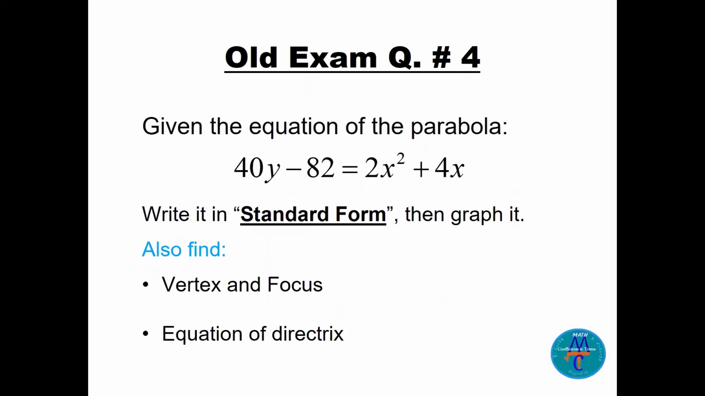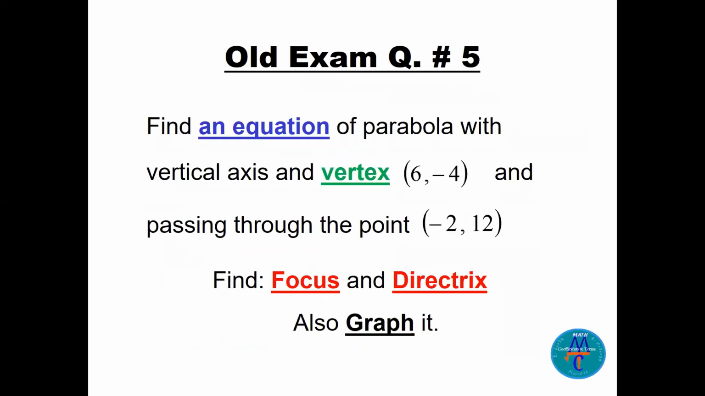Given the equation of the parabola 40y minus 82 is equal to 2x squared plus 4x. Write it in standard form, then graph it, then find the vertex, focus, and the equation of directrix. This one is a medium question, maybe. Find an equation of the parabola with vertical axis, first thing, vertex (6, -4), and passing through the point (-2, 12). Find also the focus, directrix, and graph it.